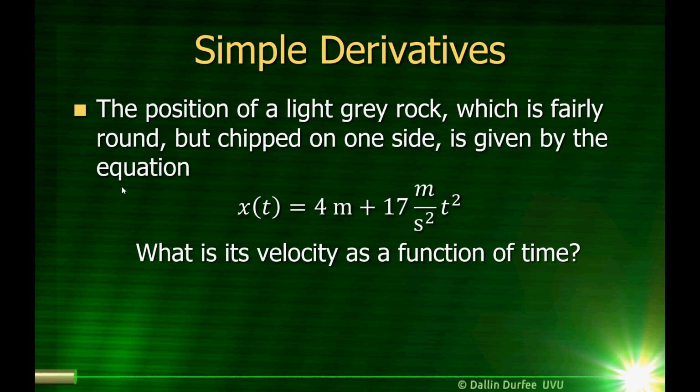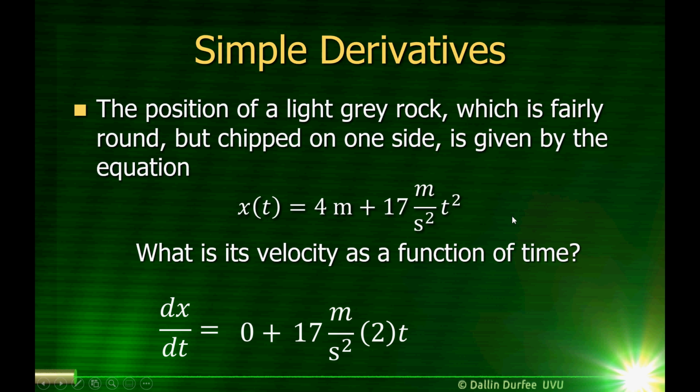All right, so the position of a light gray rock, which is fairly round but chipped on one side, is given by the equation x of t is equal to 4 meters plus 17 meters per second squared times time squared. What is its velocity as a function of time? Well, the velocity is just dx/dt, and I take the derivative of each of these terms. The derivative of 4 meters: 4 meters is a constant, so that's 0. Then I take the derivative of 17 meters per second squared times t squared. 17 meters per second squared is a constant, so it just comes through. And then the derivative of t squared is 2 times t. So, all right, the velocity is 34 meters per second squared times t.